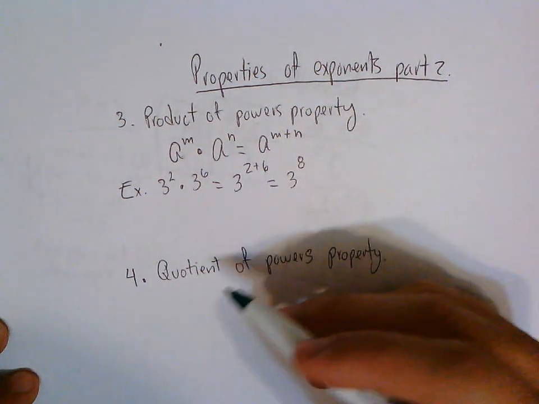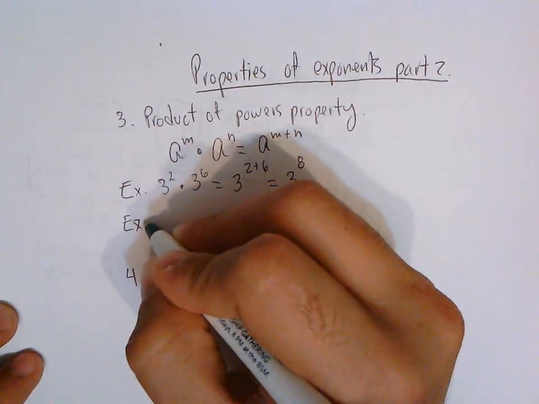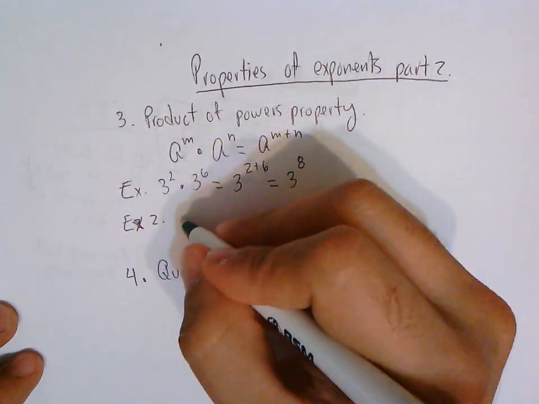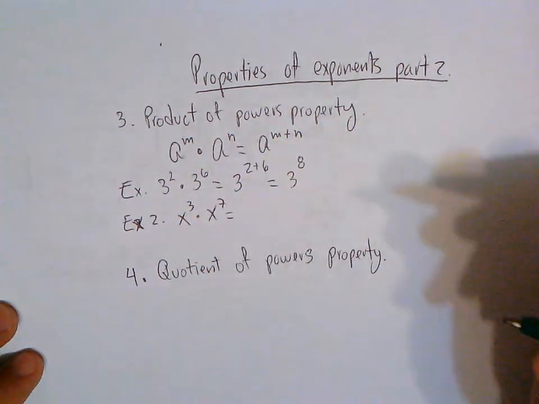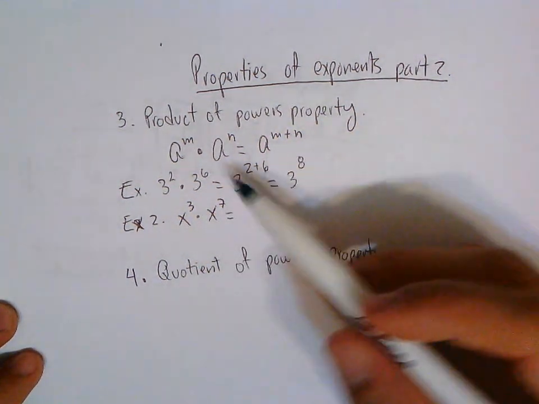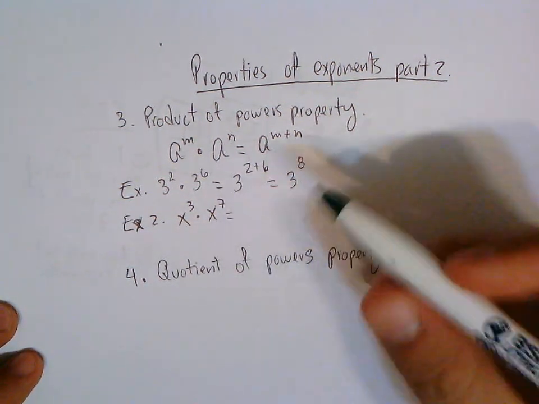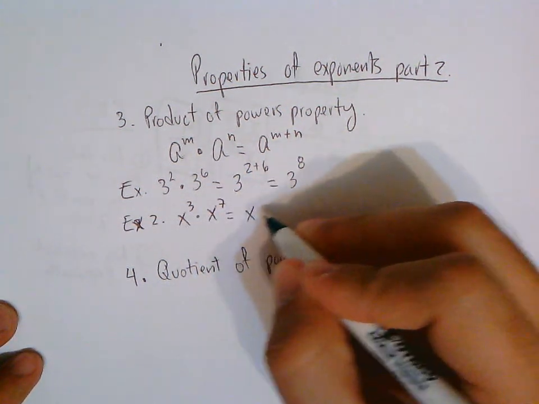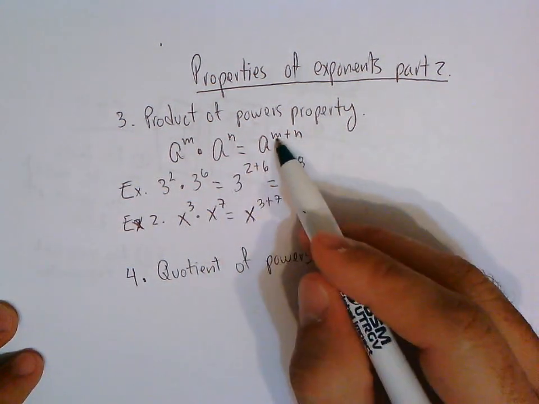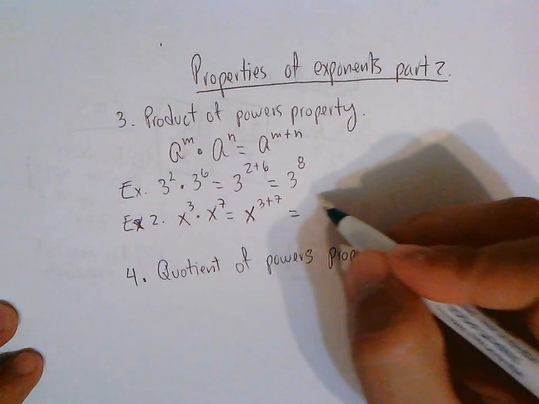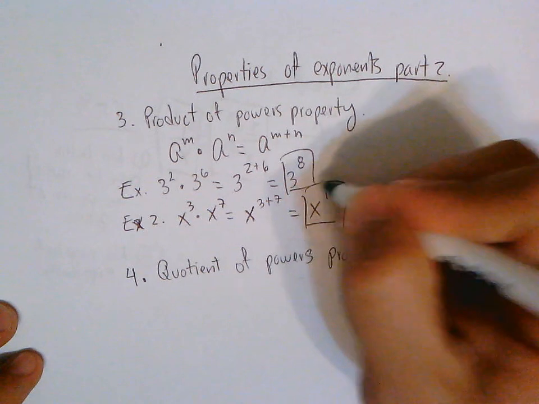Well, what if I don't have numbers, if all I have is letters? Here's another example, example 2. If I have x raised to the power of 3 times x raised to the power of 7, the rule says that I keep the base the same. Notice that both of them have the same base. So I will have x raised to the power of 3 plus 7, because the rule says that I can add the powers. So I end up with x raised to the power of 10. And this will be my final answer.